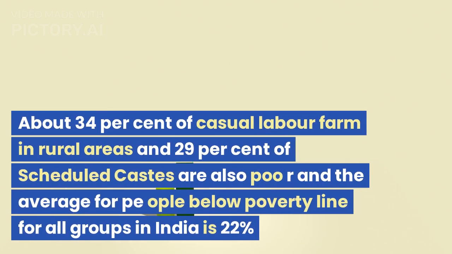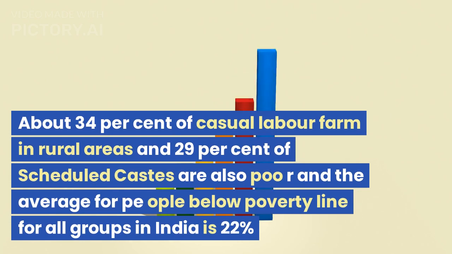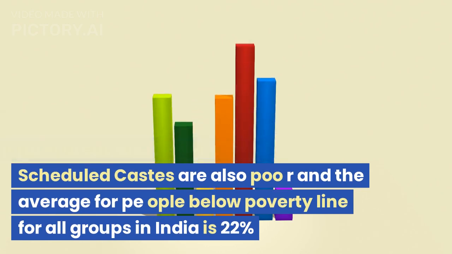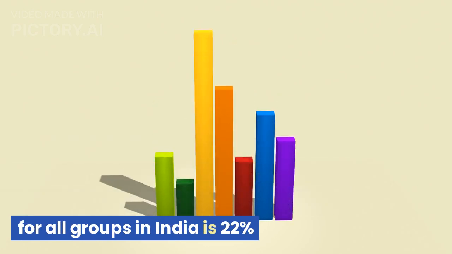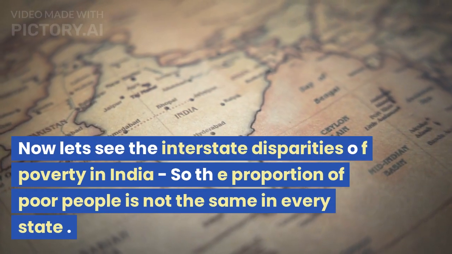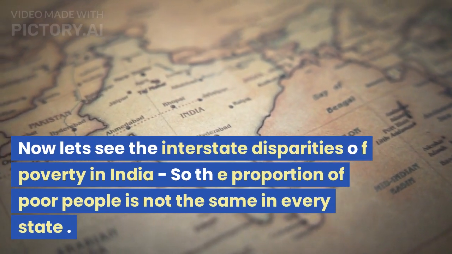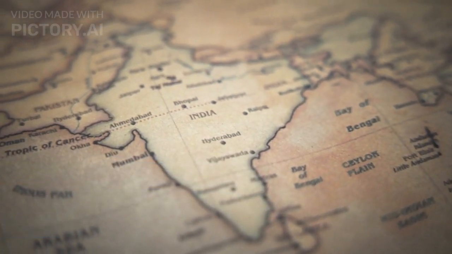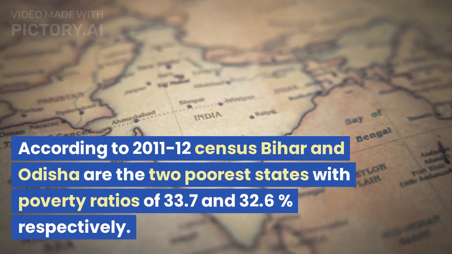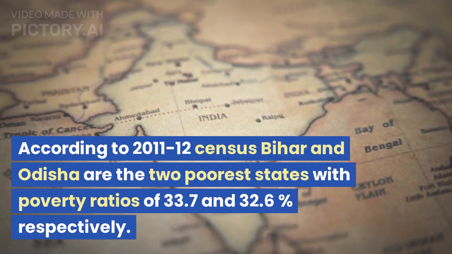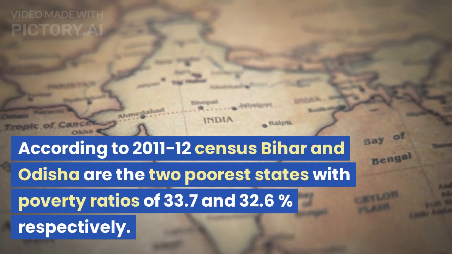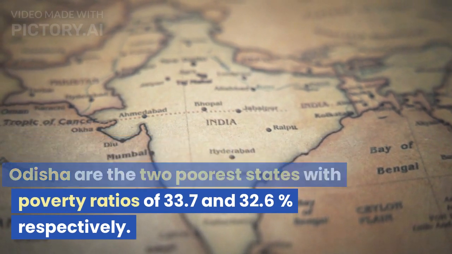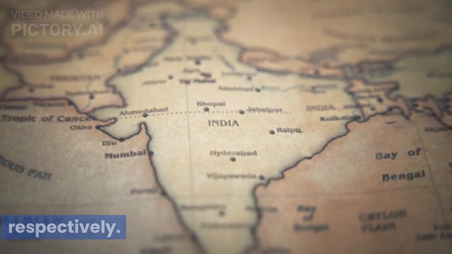About 34% of casual farm labor in rural areas and 29% of scheduled castes are also poor, and the average for people below the poverty line for all groups in India is 22%. Now let's see the interstate disparities of poverty in India. The proportion of poor people is not the same in every state. According to the 2011-12 census, Bihar and Odisha are the 2 poorest states with poverty ratios of 33.7 and 32.6% respectively.